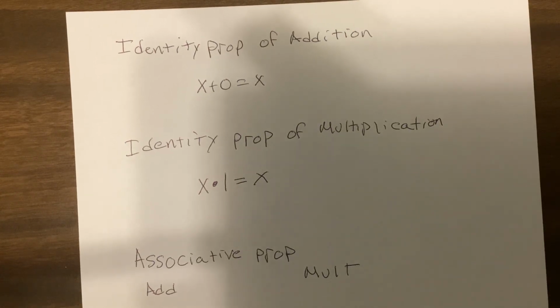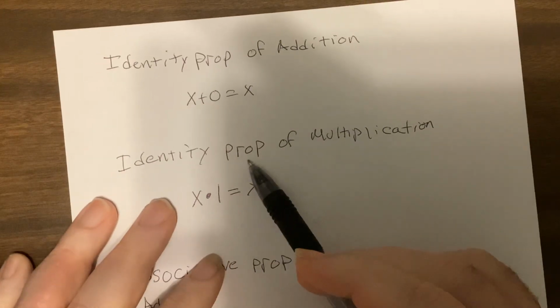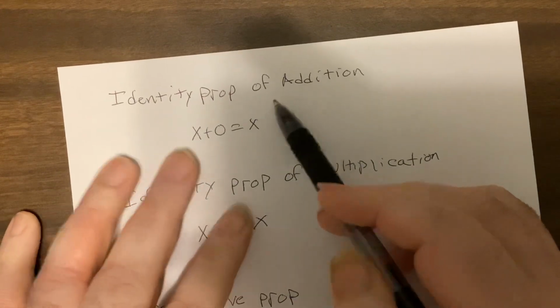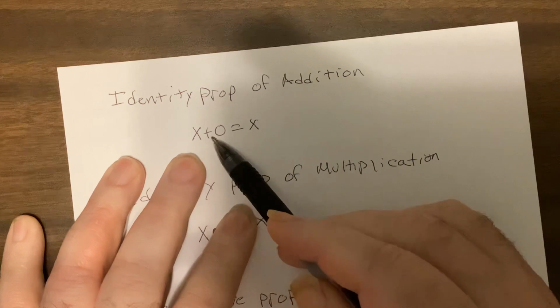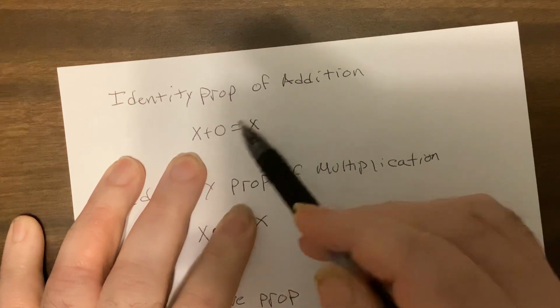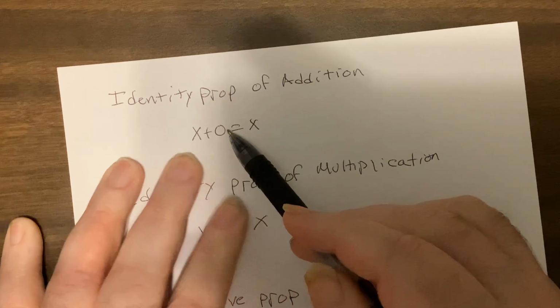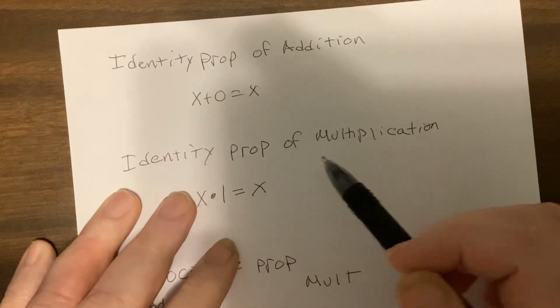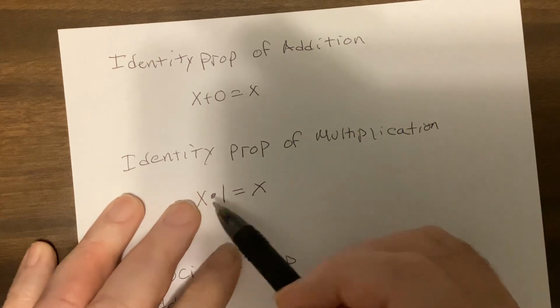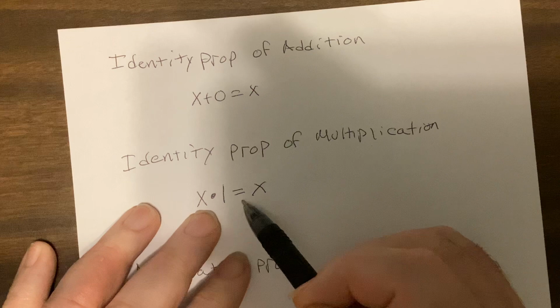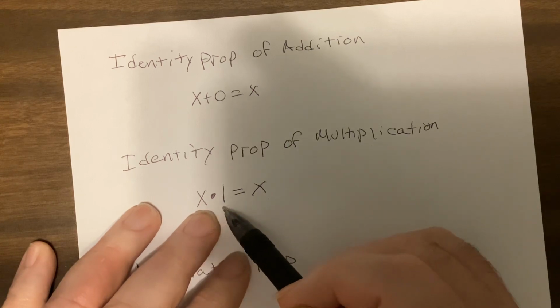Okay, when you're working with identity properties, they're really asking what has to happen so no effect has happened to the problem. So the identity property of addition says, what do you add to x so there's no change made? That's when you add 0. For the identity property of multiplication, what do you multiply by so there's no change? That's when you multiply by 1.